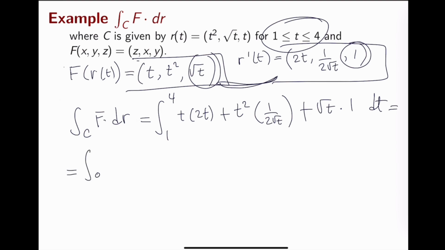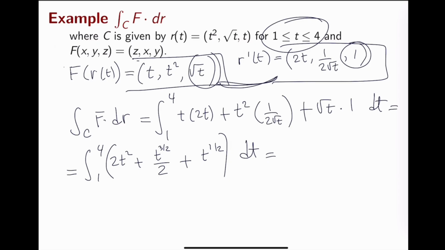So that is the integral between 1 and 4 of 2t squared plus, here we have t squared divided by t to the 1/2, right? So subtracting there, we get that this is t to the 3/2 over 2, and plus here is just t square root of t, or t to the 1/2. If we write it like that, it will be easier to do the primitive in the next step.